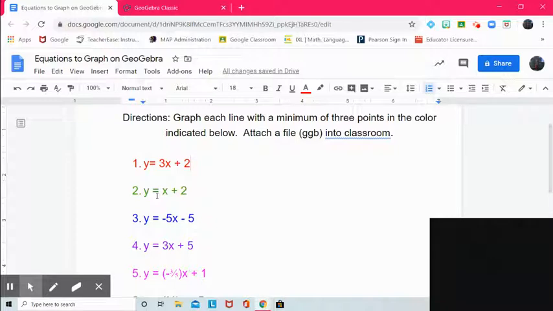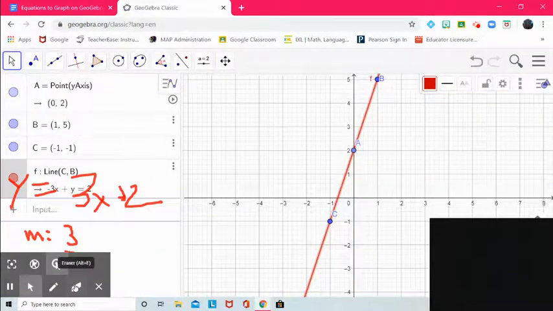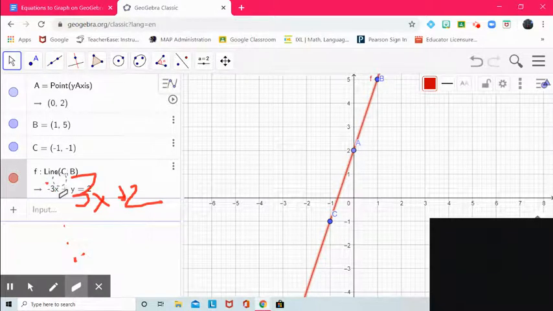But guys, I'm going to start you off with number 3 for you too. We're going to do y equals negative 5x minus 5 because this has a negative slope and a negative y-intercept. So this is going to be a little different here. So let's take the eraser. Let's erase all of this here because we don't want this.